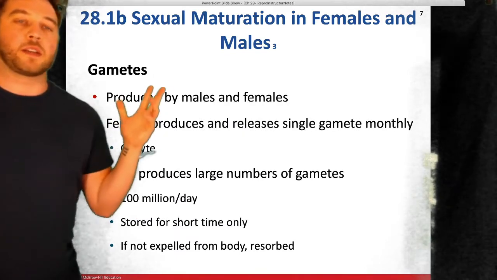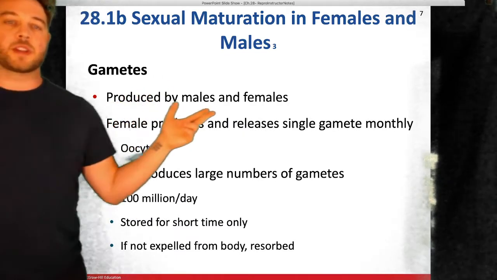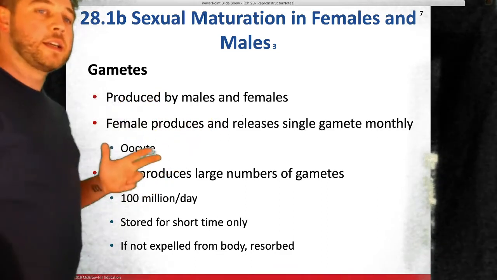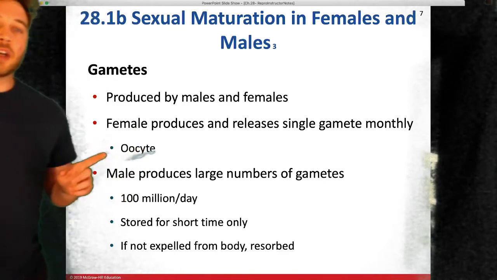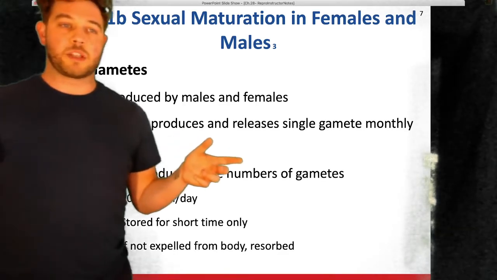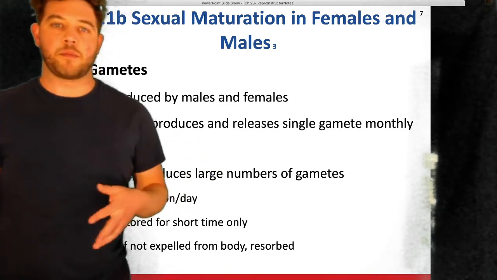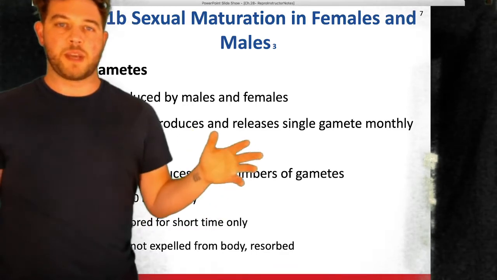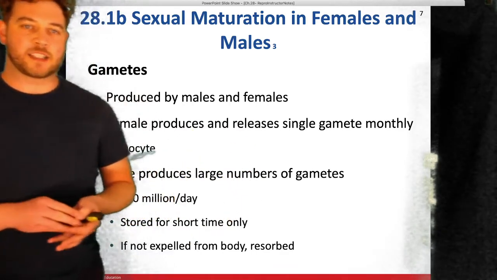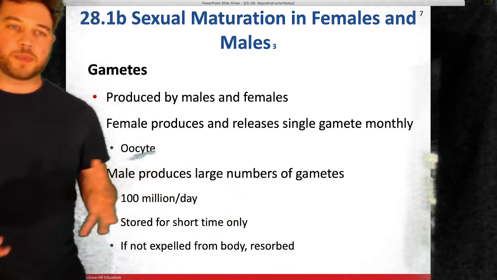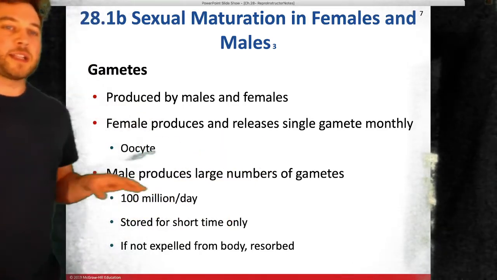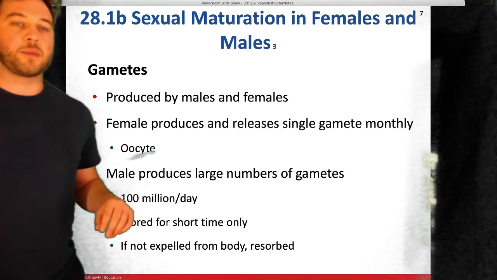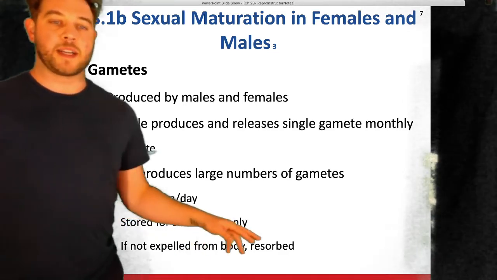So the gametes, they're in both sexes. The female produces and releases a single gamete monthly, the oocyte. That's typical. Sometimes it's more, sometimes it's less, but we always deal with just the base average in classes, especially introductory classes. So typically you have one oocyte released a month. The male produces large numbers of gametes, 100 million a day, stored for a short time only, and if not expelled from the body, they're resorbed.